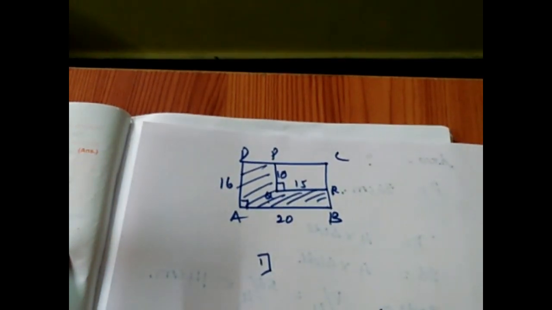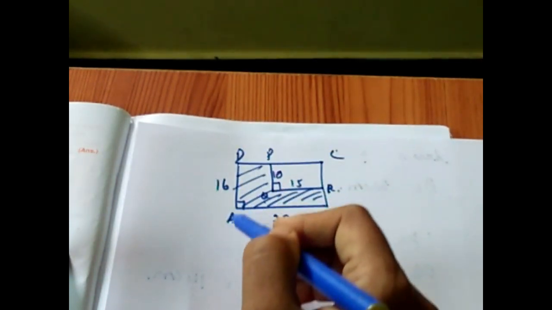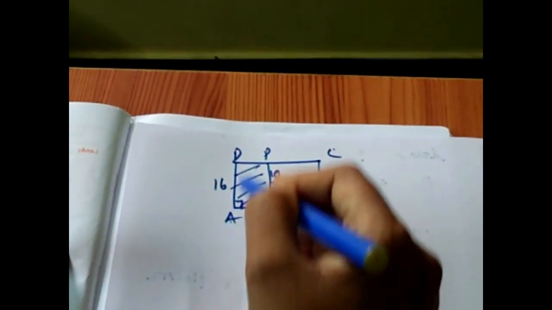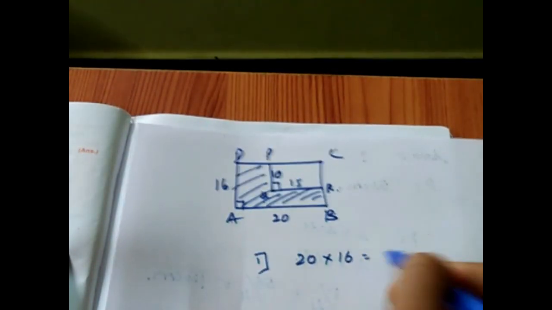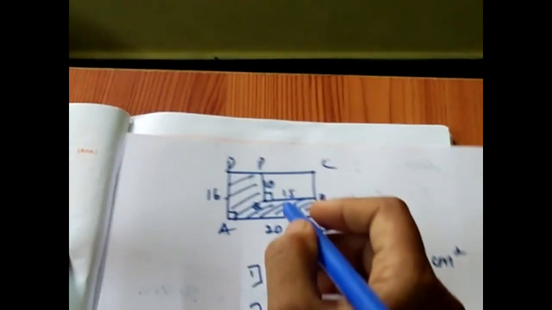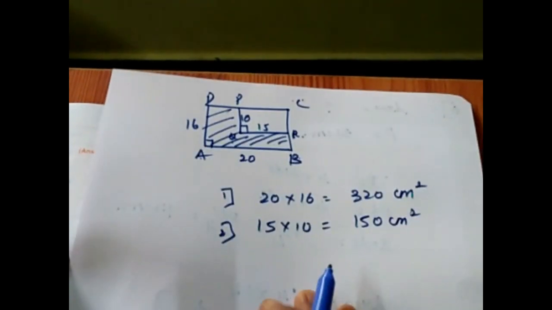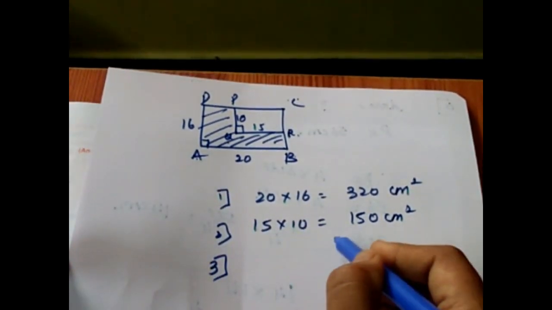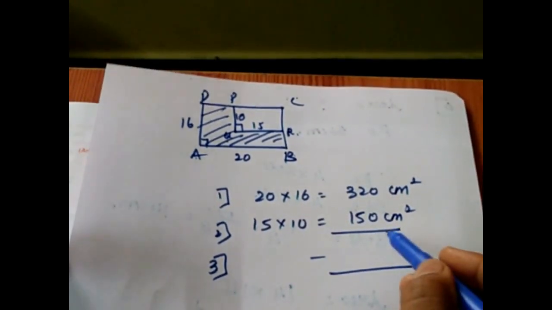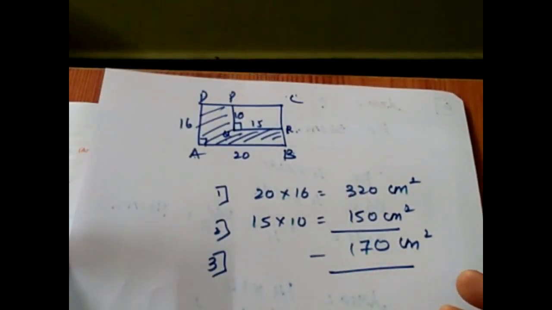Now how to find out area of this shaded portion? Let's see how to find the area of shaded portion. First step, find out the area of a rectangle ABCD, that is length into breadth, 20 into 16. Find out its product. Okay, that will be 320 square centimeter. Second step, find out the area of a small rectangle, that is 15 into 10, that is 150 square centimeter. And in the third step, area of the shaded portion will be, you have to find out its difference. So 12 minus 5 is 7, 2 minus 1 is 1, 170 square centimeter.